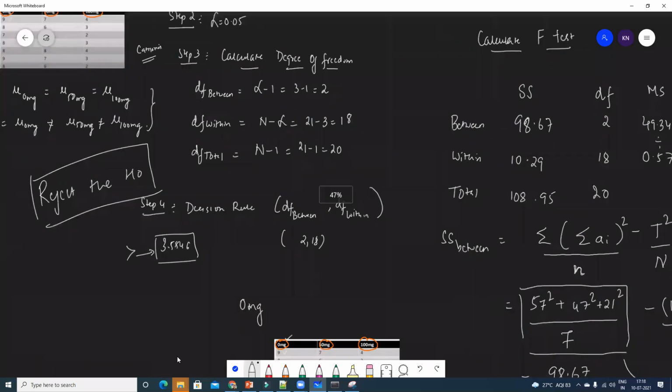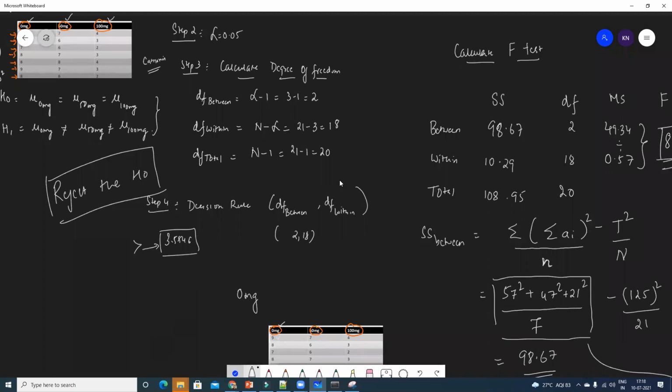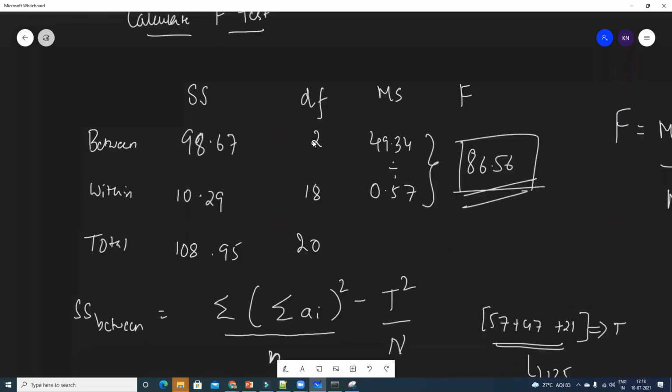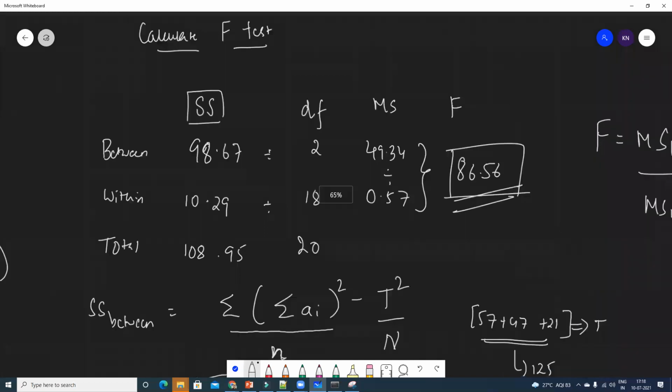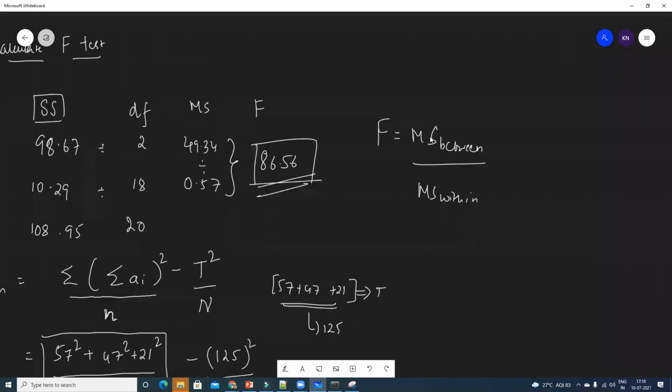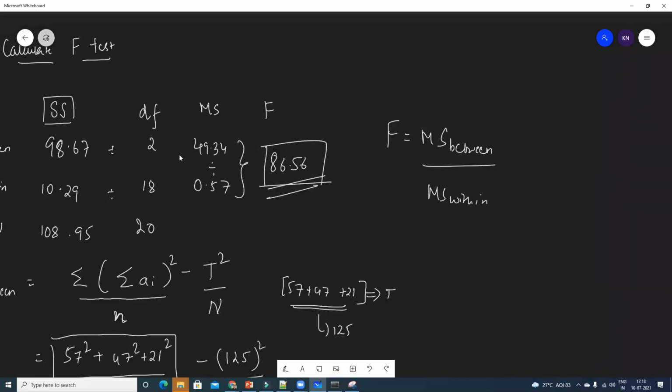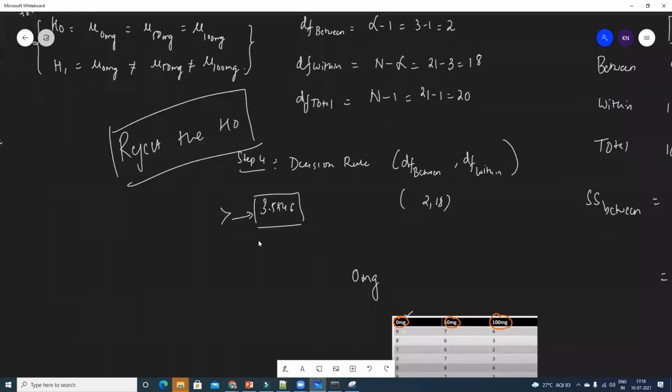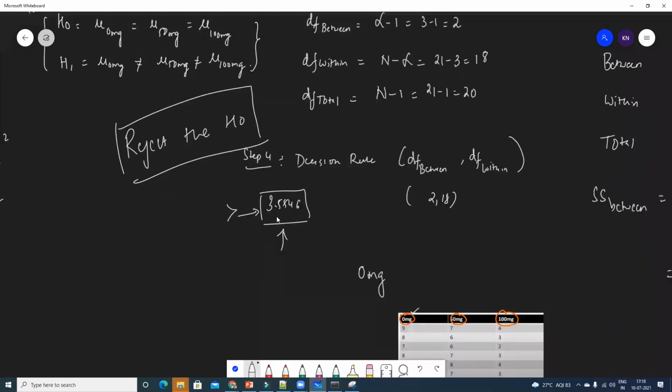See, MS calculation is very simple, guys. For MS, we just take this number and divide by this number. This is nothing but sum of squares. And after performing the F value, this is the F test. We are dividing this value by this value and getting 86.56. But from the decision rule, how much should I get? Less than this, right? But it is greater than this. 86.57 is greater than this. Okay.